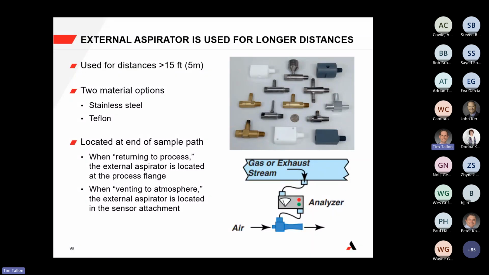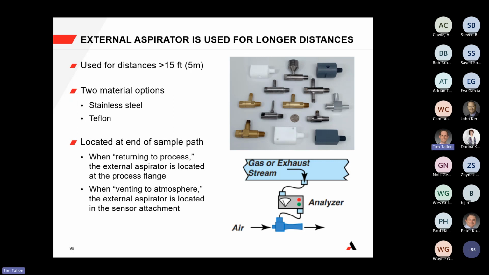So basically, if you're adding an external aspirator or eductor, as it's also called, it's always best to install it near the end of the sample line. And the examples that we have where it's in the probe box is for when it's being returned to the process. That would be the end of the sample line, before it gets returned to the process.